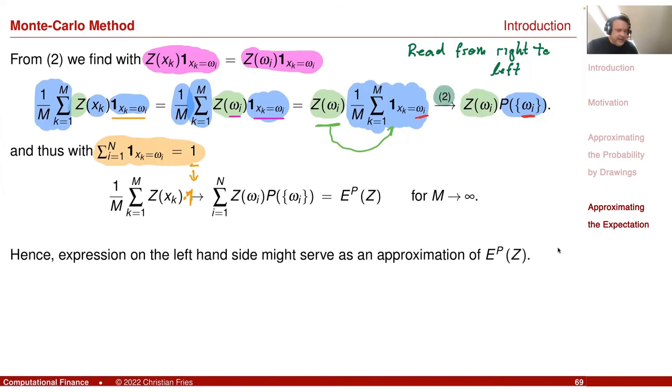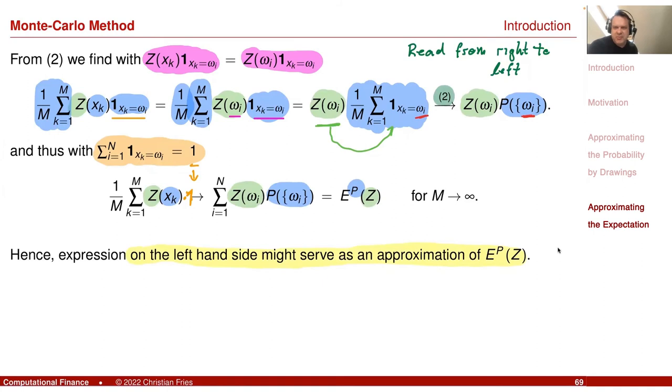So you see that now I have a very nice result. I can approximate the expectation by taking the sum of z of xk, where xk is a sequence that is generated according to the probability. So I have the z here, but now the probability information, which was here in this product, is encoded in this sequence. So that was my sequence. So in other words, the expression on the left-hand side might now serve as an approximation of the expectation.